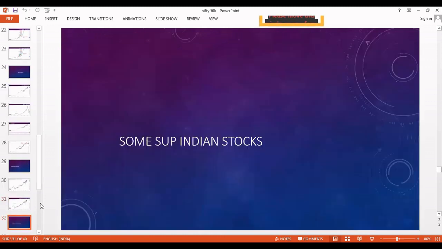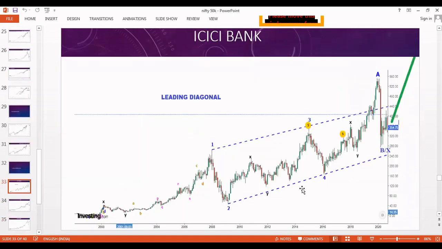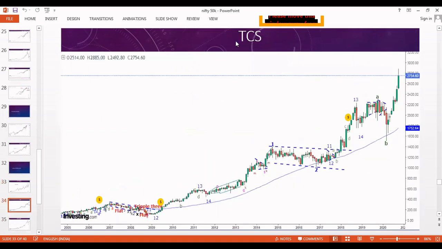We will check some other Indian stocks, like ICICI Bank. ICICI recently completed its leading diagonal and is going for the third wave, the major third wave. We will go for TCS. We know TCS's first correction came in 2014 to 2017. Right now it is going for the third wave. In the third wave, minor AB has already been completed. So we are on the third of the third wave.